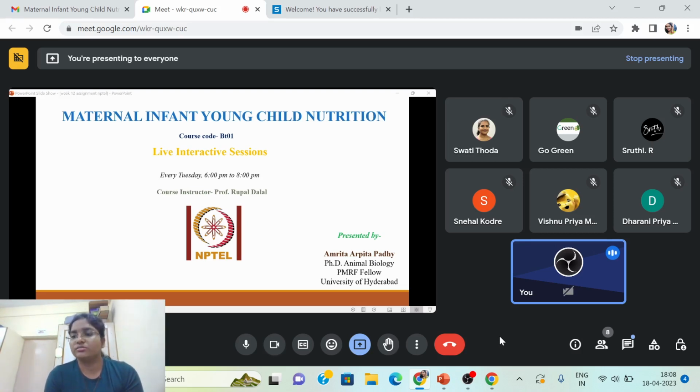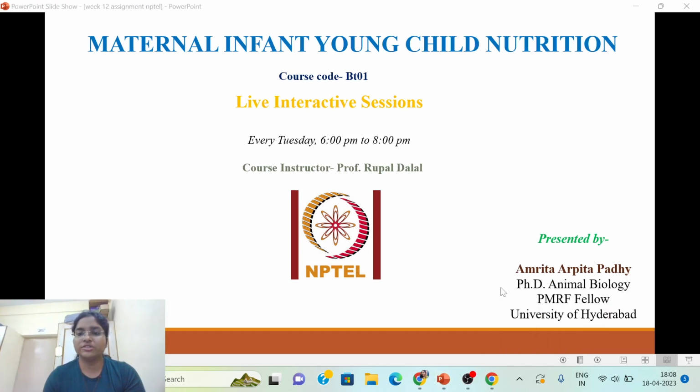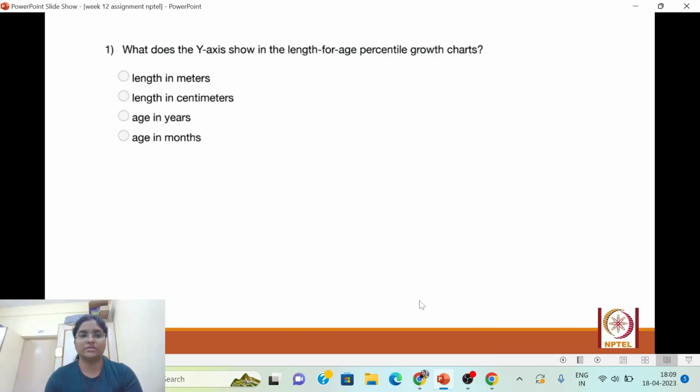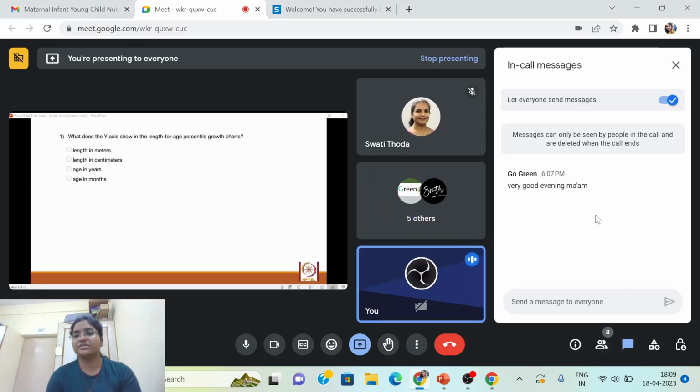Okay, so I think we can start. Today's questions are very direct, fact based questions. We'll start with the first question. Everyone knows the drill. I'll show you the question, you can take your time and answer, and then I'll tell you the correct answer. First question: what does the y-axis show in the length for age percentile growth charts? Length in meters, length in centimeters, age in years, age in months. Everyone can answer in the chat box.